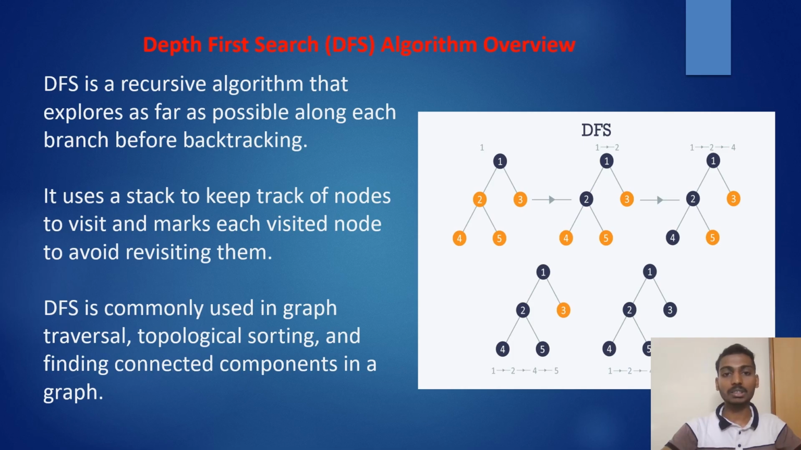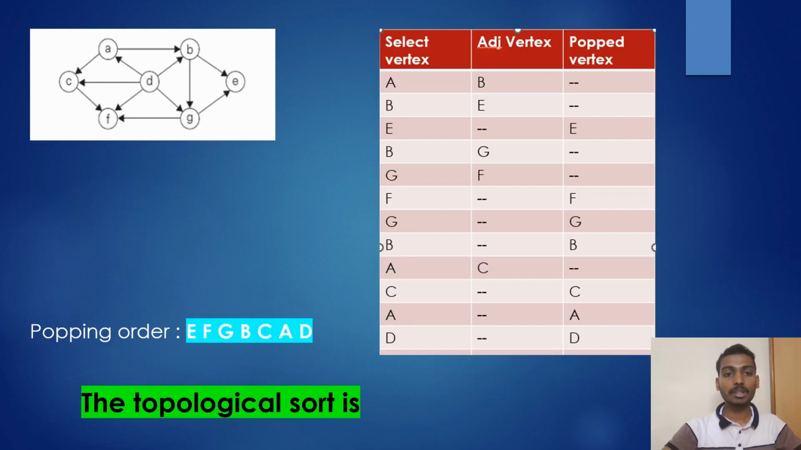DFS, that is, depth first search algorithm overview. DFS is a recursive algorithm that explores as far as possible along each branch before backtracking. It uses a stack to keep track of nodes to visit and marks each visited node to avoid revisiting them. DFS is commonly used in graph traversal, topological sorting, and finding connected components in a graph. Next, let's move on to the problem.